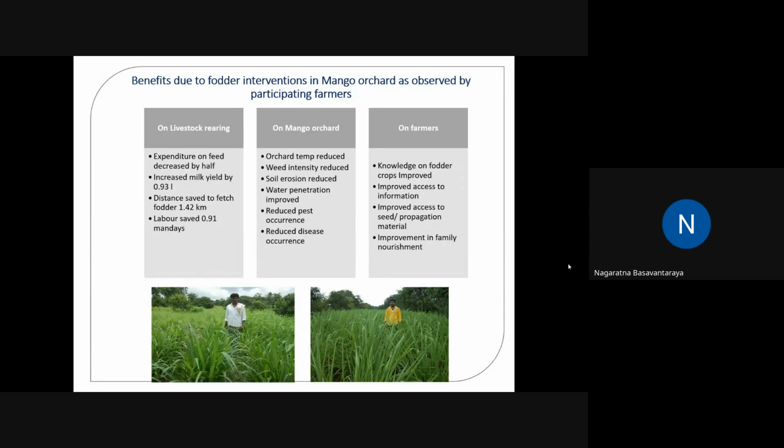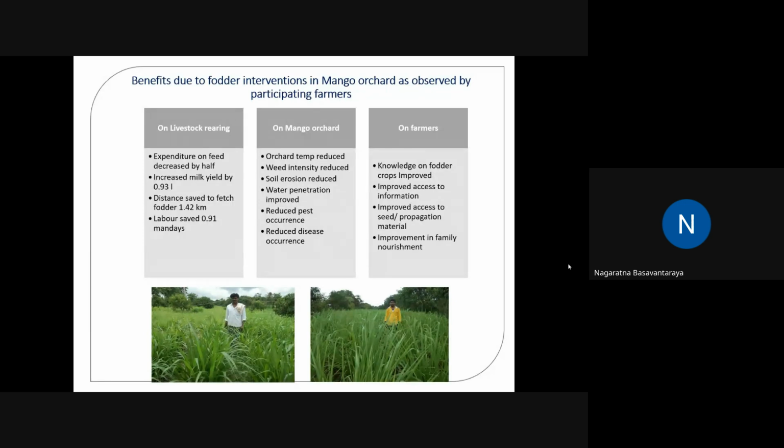Then it also reduced the pest occurrence as well as the disease occurrence because the whole orchard hygiene got maintained. Because of the less weed intensity and the growth of the fodder crops, the orchard hygiene improved. As a result, there were fewer pests as well as diseases. How the farmers got benefited is because of the introduction.